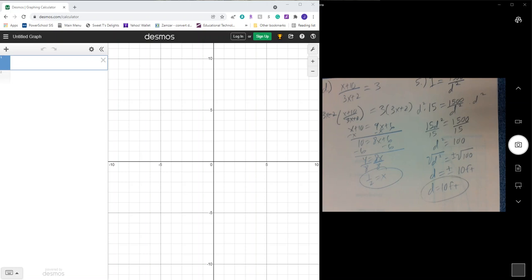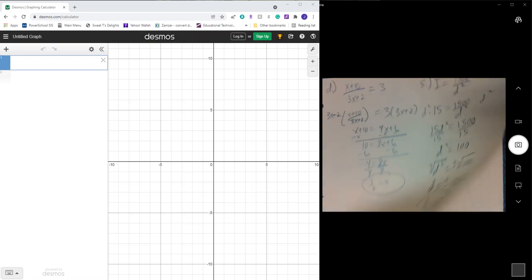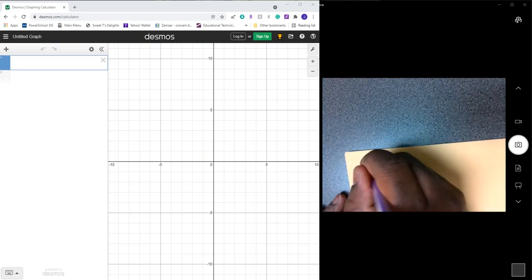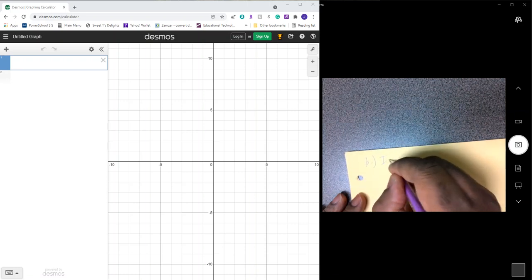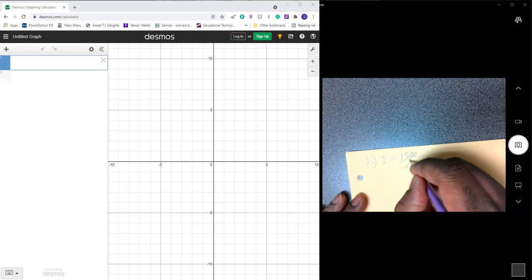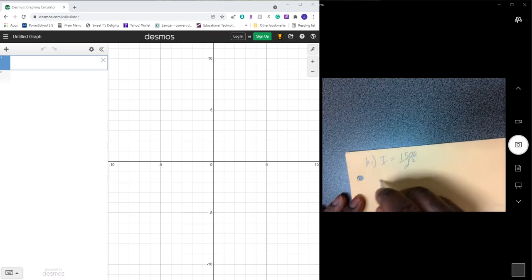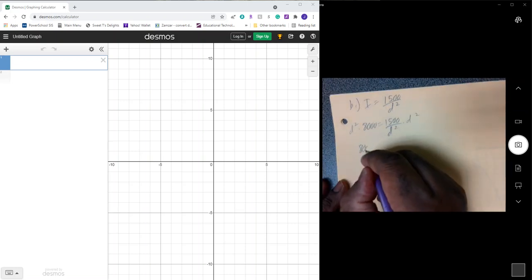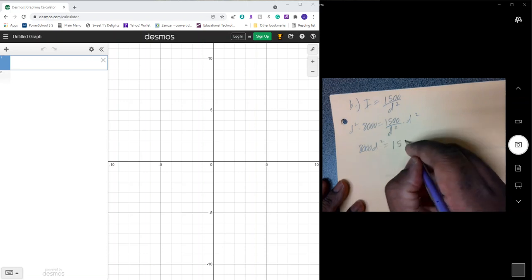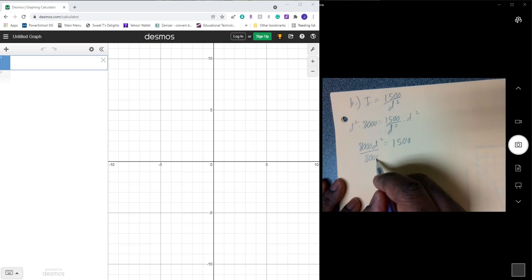Okay, now we come to B. It says, what is the distance from the source when the intensity is 8,000 decibels? So basically we take this same problem, and we come here to B, and then we would take I is equal to 1500 over d squared, and they told us our intensity is 8,000. So we're still trying to find the distance. So we'll multiply each side by d squared, and we'll have 8,000 times d squared is equal to 1500. Divide each side by 8,000.